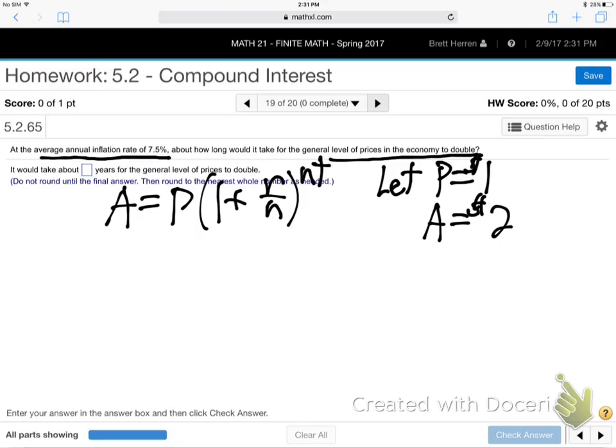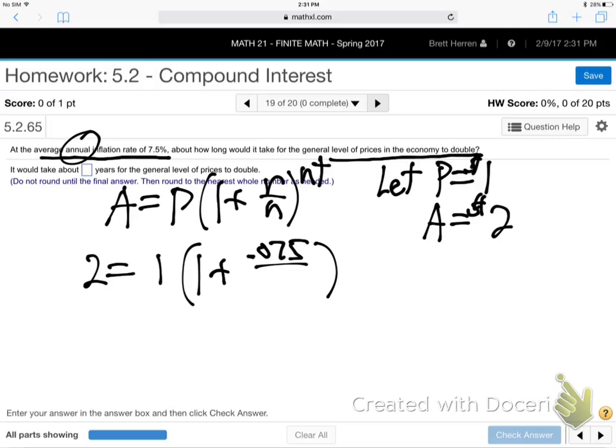So I'll just make A be 2 and P be 1, and then the interest rate is 0.075. The interest rate is the inflation rate, because that's what inflation does, it makes things grow like that. And n is the number of compoundings per year. That's just one. It's annual, right? Annual, n is just one.